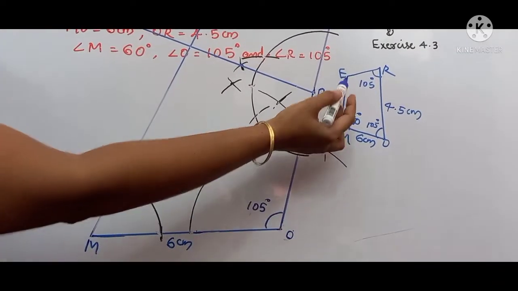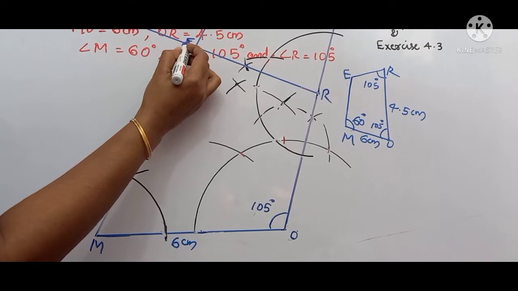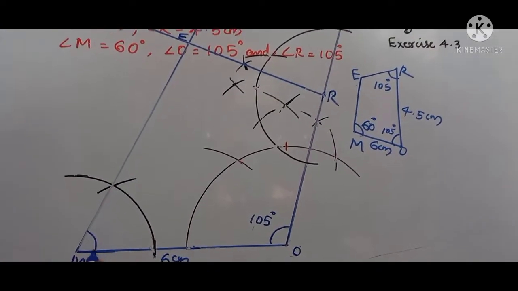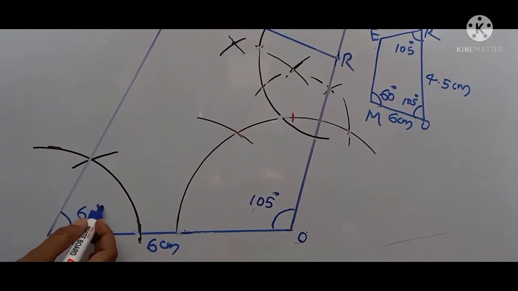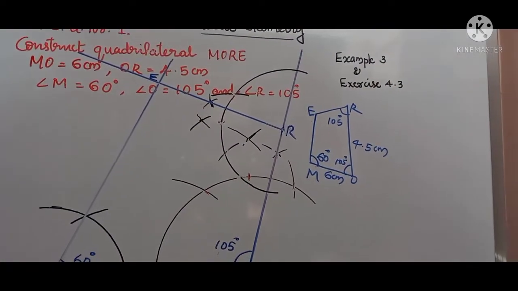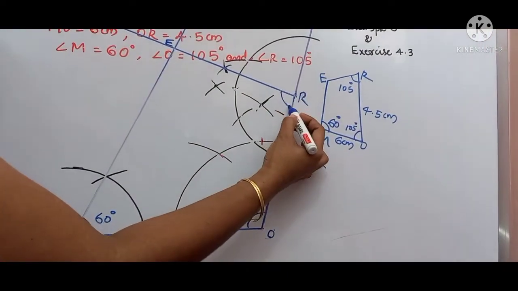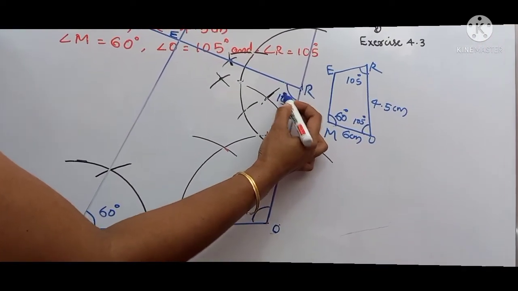This is the point E. This is the point E. Mark E here, and here it is the 60 degree angle. Now we have got that quadrilateral MORE. And don't forget to write here also 105 degrees.